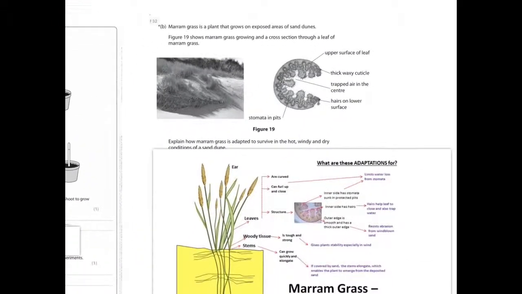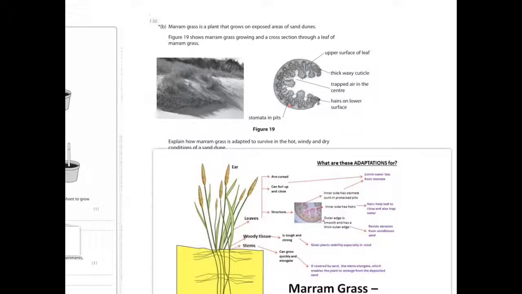Okay, last question. Marram grass, I remember studying this on sand dunes, my A-level field trip. Marram grass is a plant that grows on exposed areas of sand dunes. Figure 19 shows marram grass growing and a cross-section through a leaf of marram grass. So you can see that marram grass is really well adapted to surviving very brutal conditions. And you can see here it's got a very rolled leaf, so that reduces evaporation, because if you're getting battered by wind all the time, that could dry out the leaf very quickly.